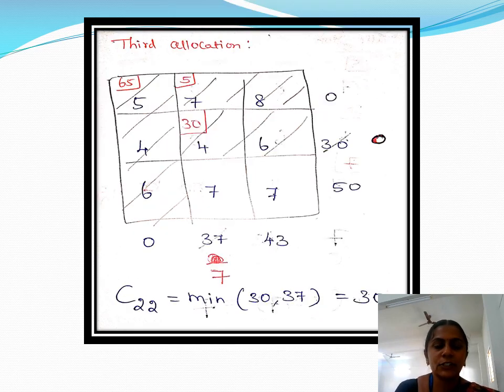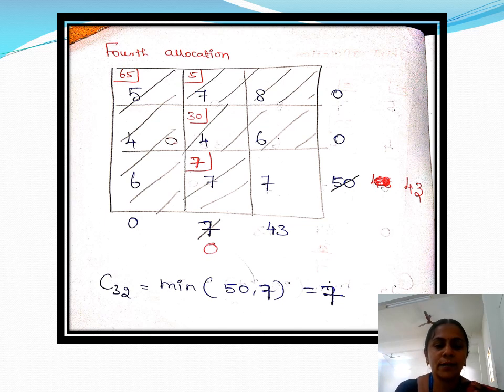Then for the third allocation we move downwards, that is the second row, C22 cell. Here we choose the minimum of supply value 30 and demand value 37. The minimum value is 30, and we allocate it in the C22 cell and cross out the second row, as it is balanced. Then in the second column 7 is remaining, so write it here.